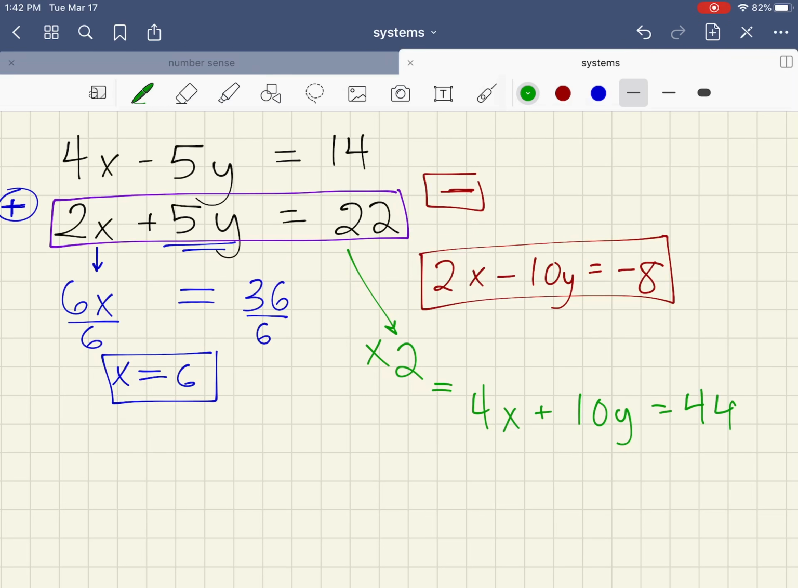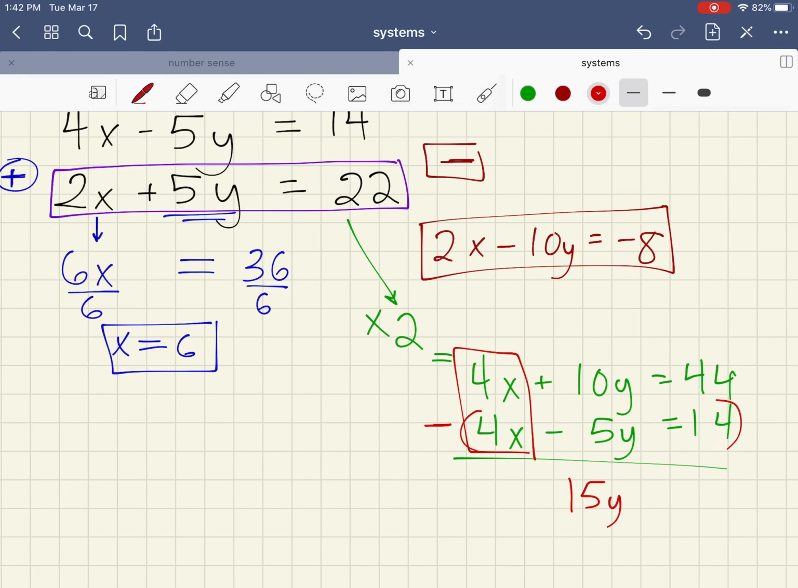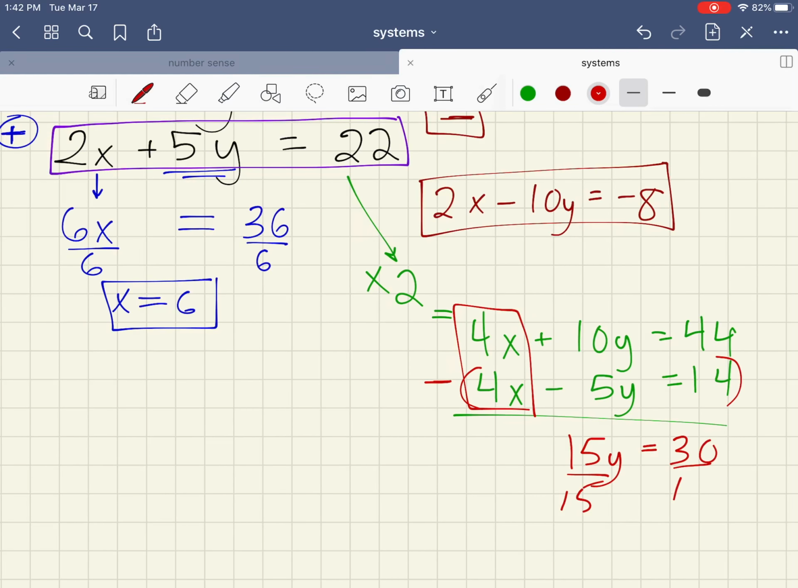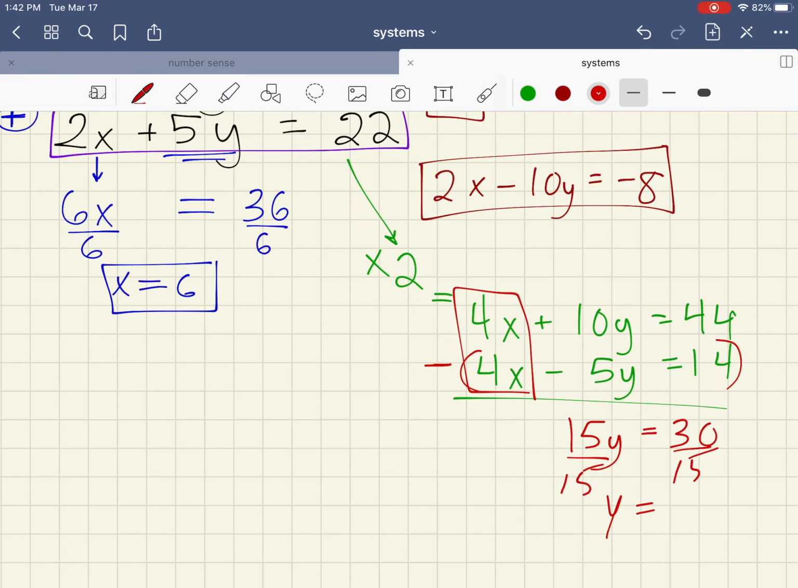Now if I take my top equation and put it right below that, now if I subtract, the x's will cancel. 10y minus a negative 5y was really addition, so 15y. And then 14 from 44 is 30. And I can quickly just divide by 15 and get y equals 2. So there's my y value.